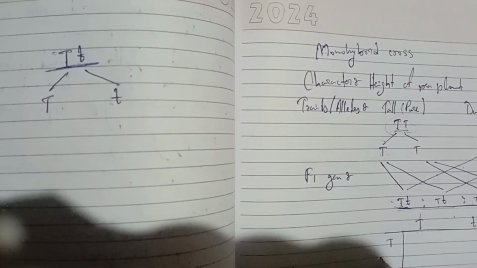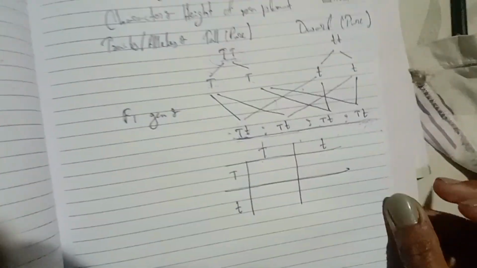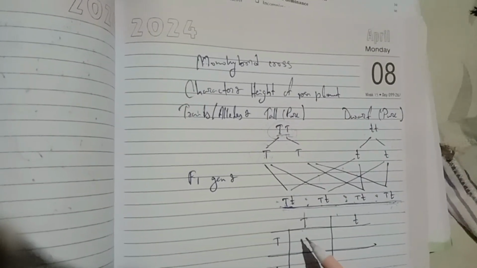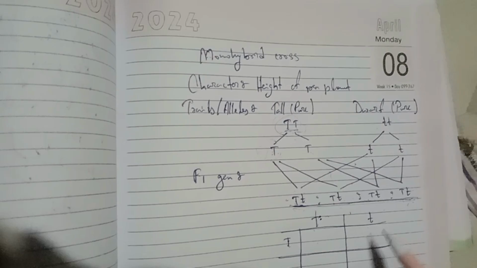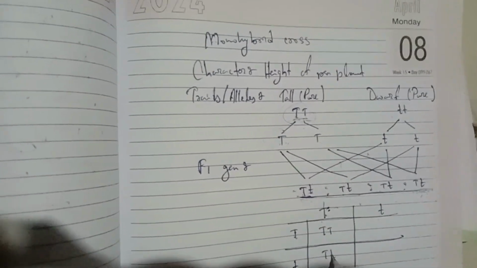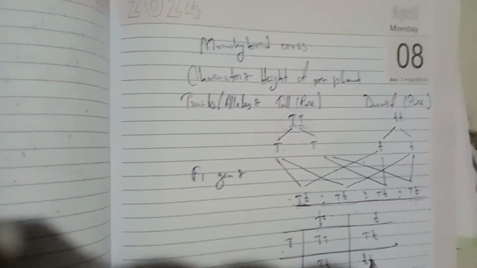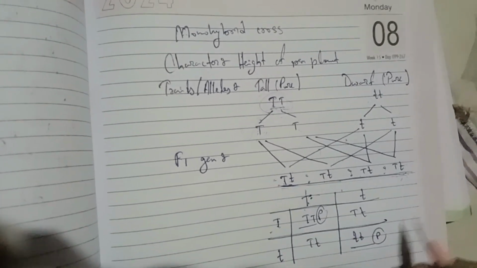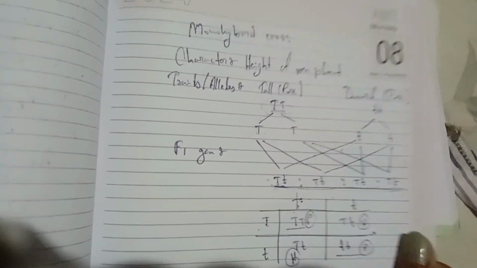I know my handwriting is not so good but not so bad also, you can manage it by yourself. So this Punnett square, we will just do this type of thing and write it down. Capital T, capital T, capital T, small t, capital T, small t, small t, small t. It is pure, pure, pure. It is heterozygous, it is heterozygous.